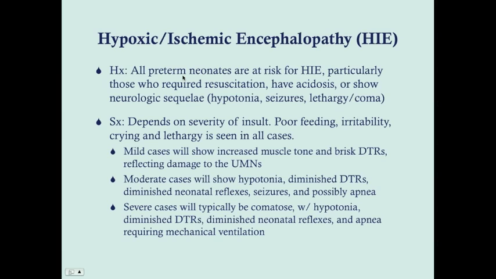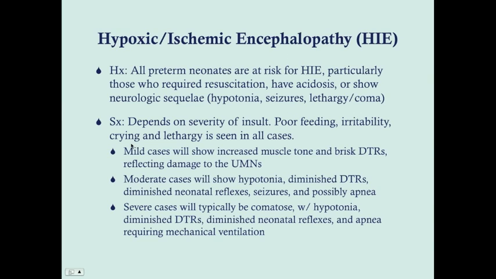So the history of babies with HIE, typically they're going to be preterm neonates. All preterm neonates are at risk, particularly those who require resuscitation. So babies who required resuscitation typically had low APGAR scores. They were probably cyanotic at birth, and so that means that they're not getting enough oxygen. They were hypoxic for some period of time. Remember, birth hypoxia is our big risk factor here. Also, if they have acidosis or if they show any neurologic sequelae like hypotonia, seizures, lethargy, and coma, these babies are at risk. So you'll probably see that in the baby's history.